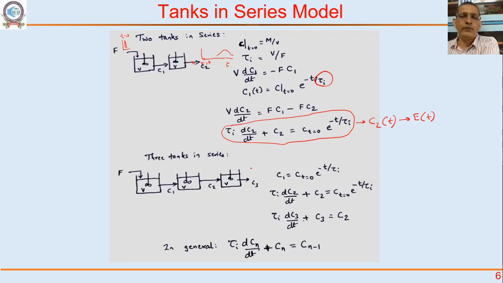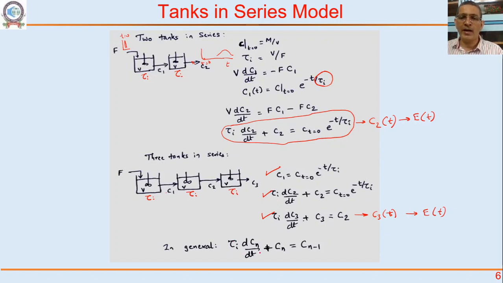Or if you are doing 3 tanks in series, this is the equation for the first tank, this is the equation for the second tank, same way you will get an equation for the third tank. Then when I solve this equation, I will get C3 as a function of time. From here we will get the E curve for a series of 3 well mixed tanks in series. Remember, each one has a residence time tau I.